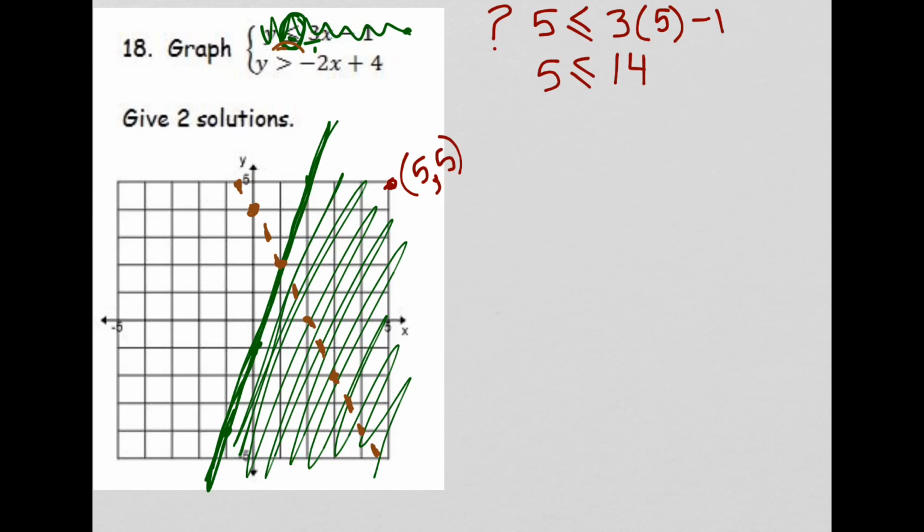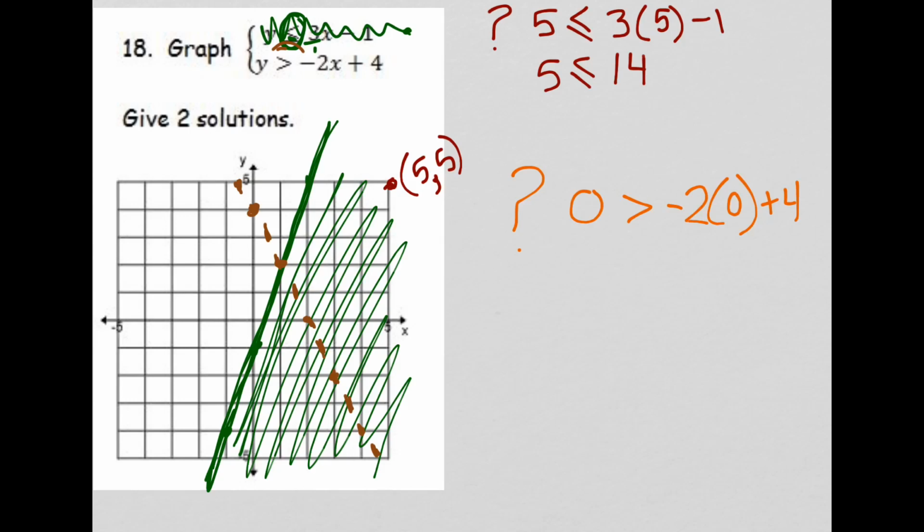Now let's test a point. I could test 0, 0 this time. It's kind of farther away. It's a little bit more obvious. So my question is, is 0 greater than -2 times 0 plus 4? Believe it or not, I think this is the trickiest part of these problems because it's hard for students to think about, oh, is 0 bigger than -4? Like, it's abstract and confusing.